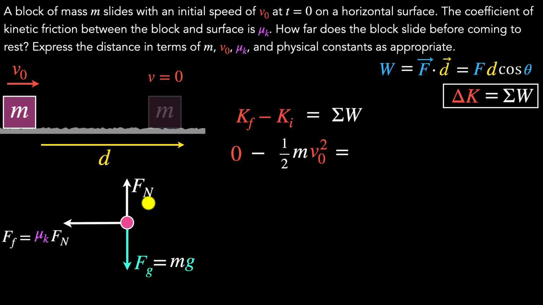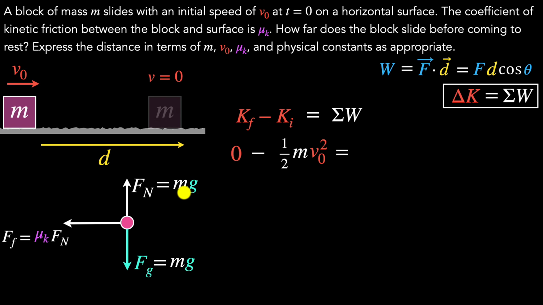How do we do that? Well, we can apply Newton's second law in the vertical. We can do this in our heads. The block is not accelerating up or down, so the acceleration in the vertical is 0, so the net force in the vertical must be 0. In other words, these two forces must cancel each other. They must be balanced. So the normal force should equal the force of gravity.